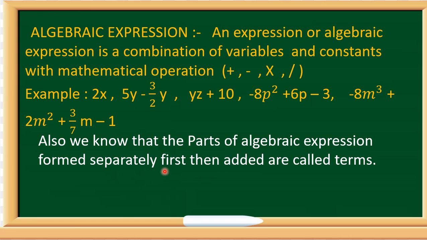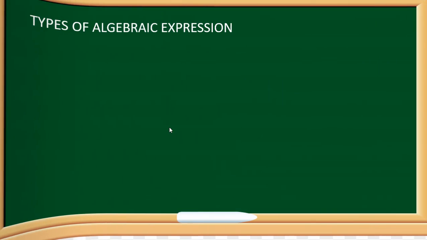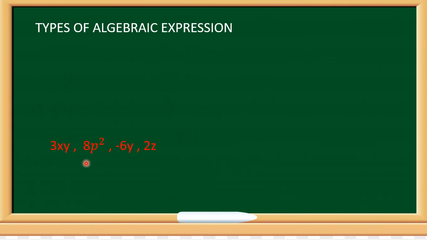So terms are nothing but the product of a constant and a variable, so the sign between them is multiplication. Those separate parts are known as terms, and by observing the terms we can understand the types of algebraic expression. So let's understand this concept.